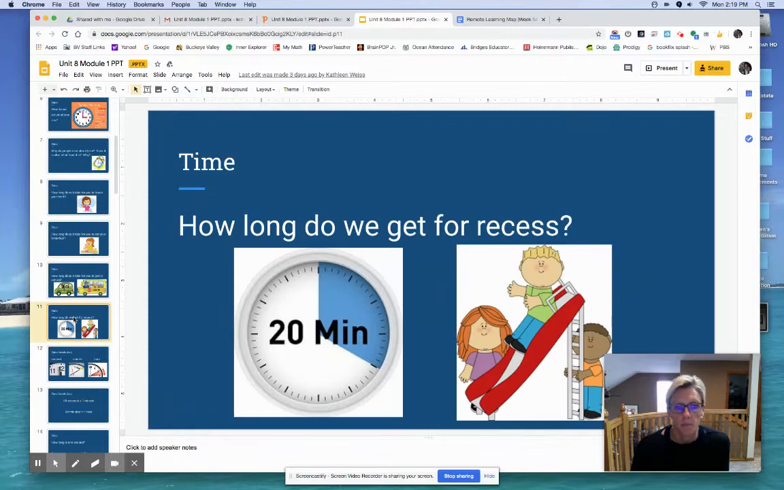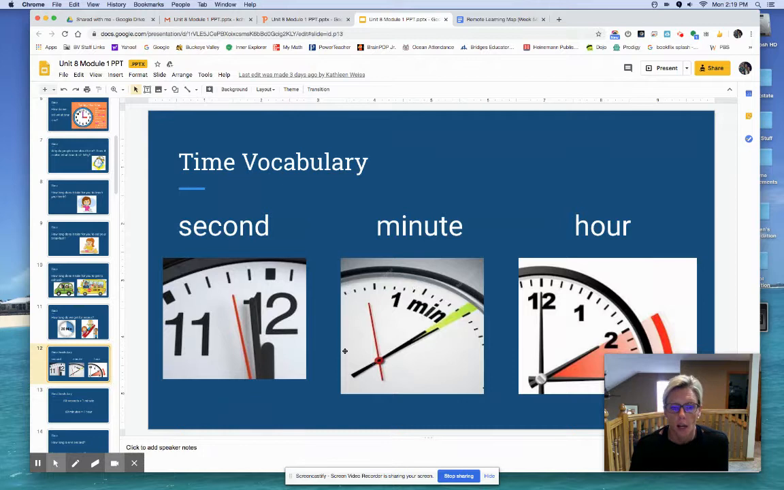How long do we get for recess? This was always an important question at school. And this is about 20 minutes. That might be about the same amount of time it takes you to eat your lunch. So think about how the times compare.